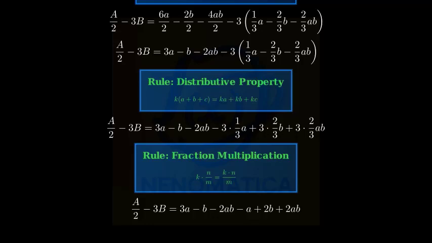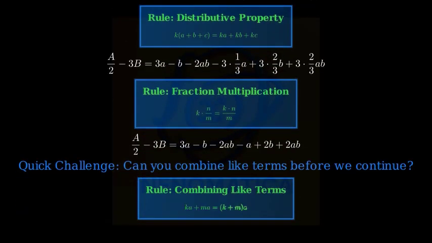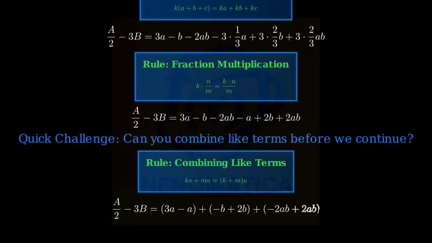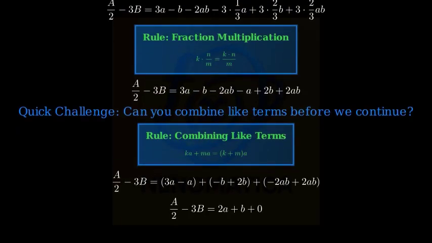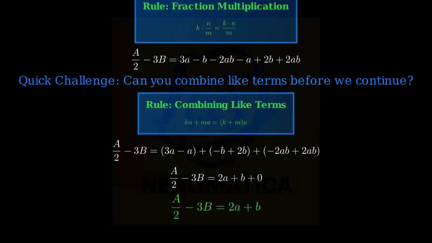Now, let's combine like terms. We have 3a minus a, which gives us 2a. We have negative b plus 2b, which gives us b, and we have negative 2ab plus 2ab, which cancels out to 0. Therefore, our final answer is 2a plus b.